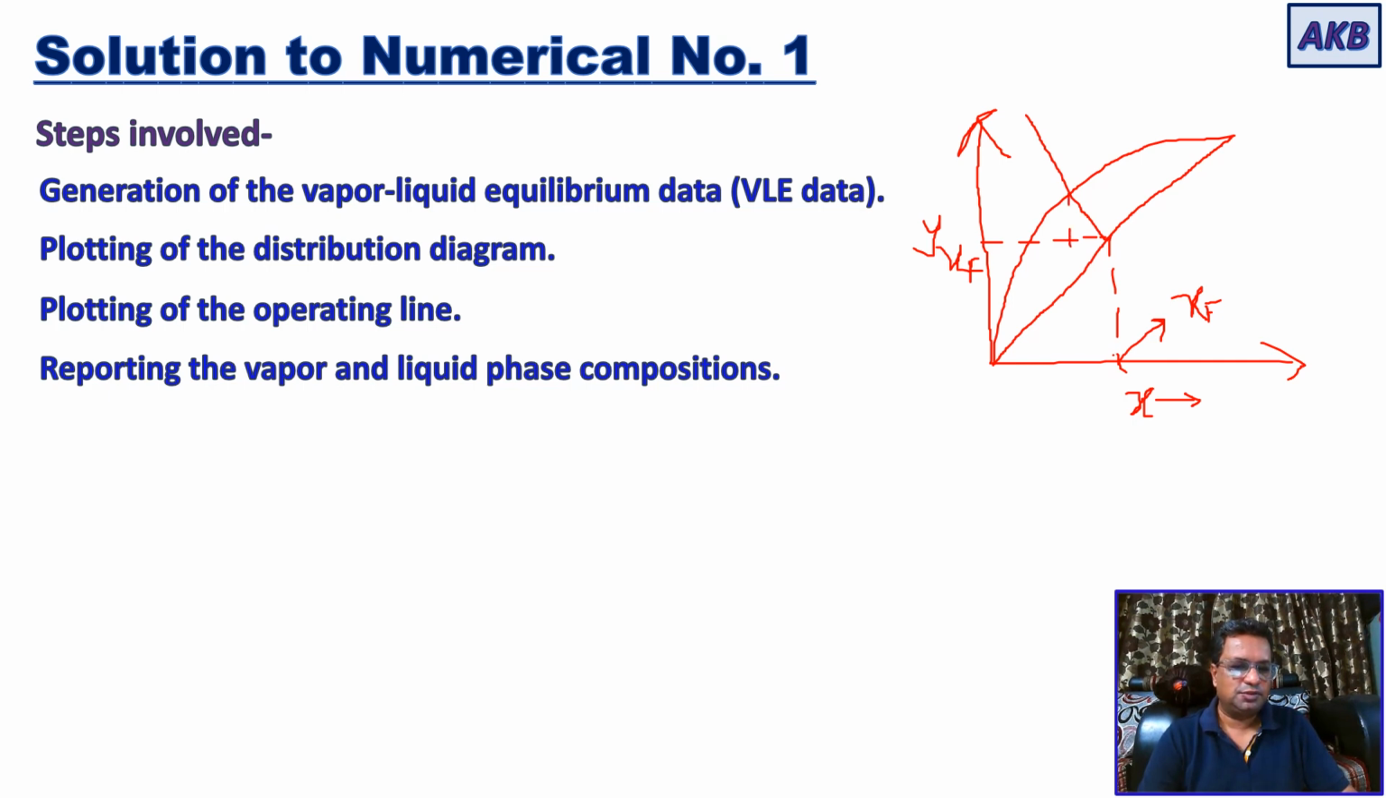So this will give us x, that is the mole fraction of the more volatile component in the resulting liquid, and this point will give us y, the mole fraction of the more volatile component in the vapor phase. So ultimately we are going to report these values. Basically these 4 steps give us the desired answer graphically by using the graph.